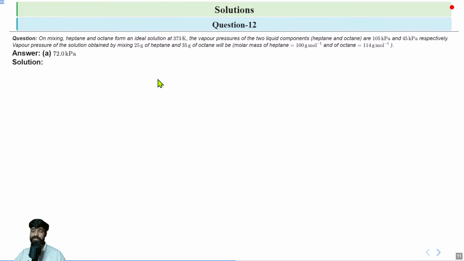Now moving on to the solution. First of all, the total pressure can be written as the partial pressure from the heptane, which is chi H into P naught H, and the partial pressure from the octane, which is P naught O into chi O. Then if you put the values here, you can get your answer. But before that, you need to calculate the mole fraction of heptane. You are given the mass of heptane and the molar mass of heptane. Similarly, you are given the molar mass of octane and the mass of octane. Put it here. 25 by 100 divided by 25 by 100 plus 35 by 114, which is equal to 0.45.